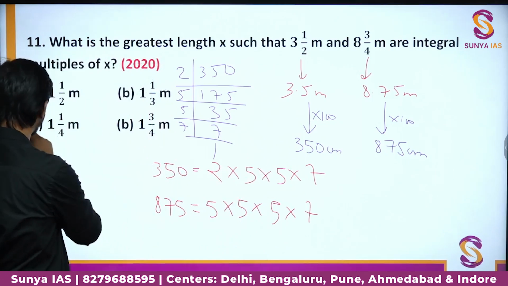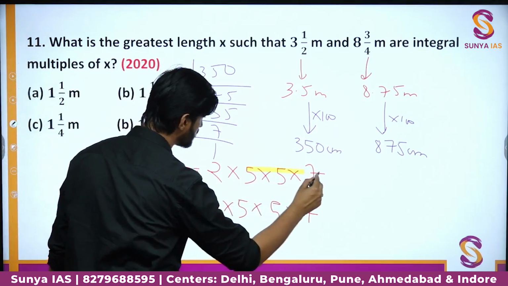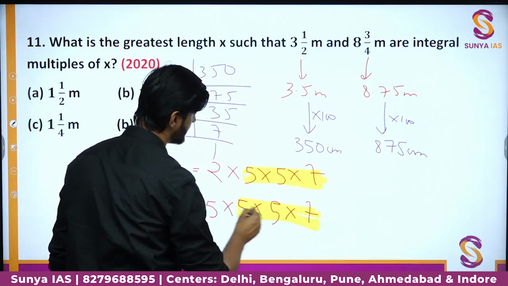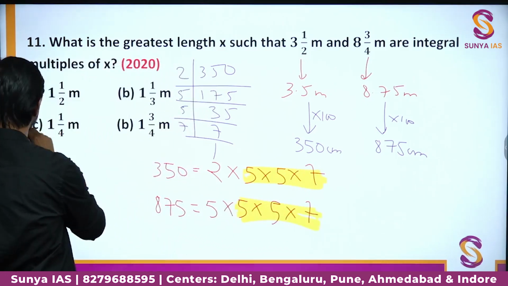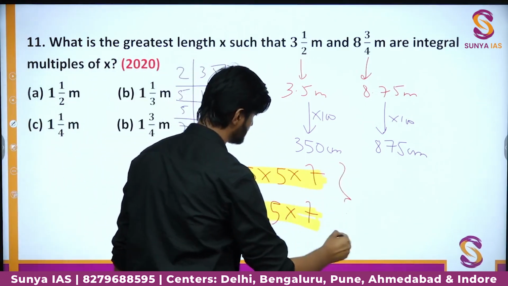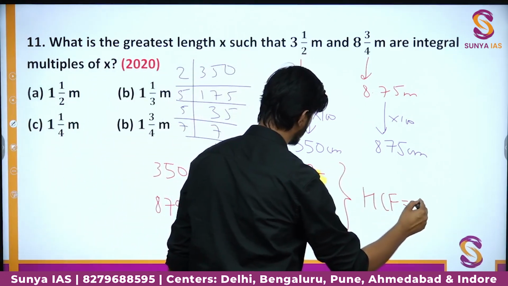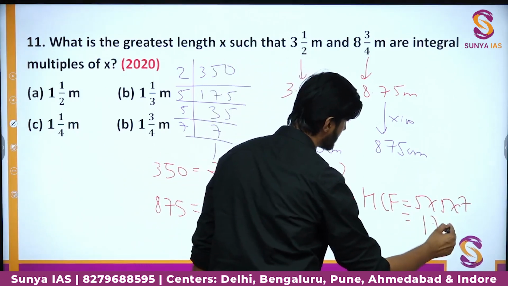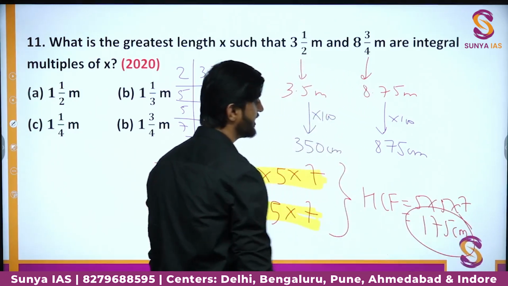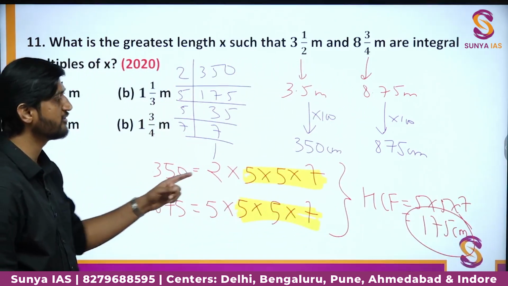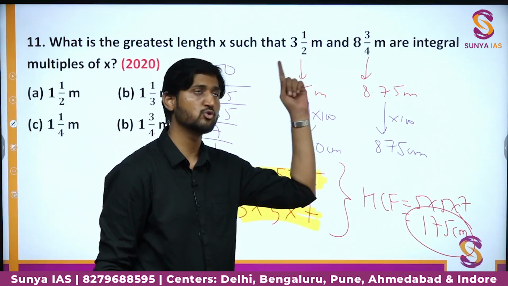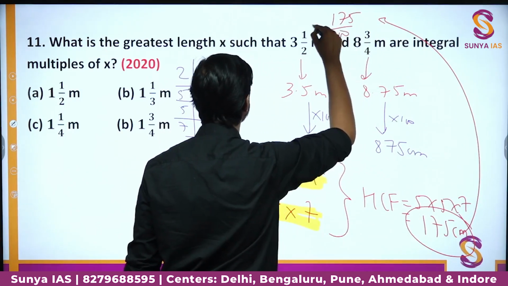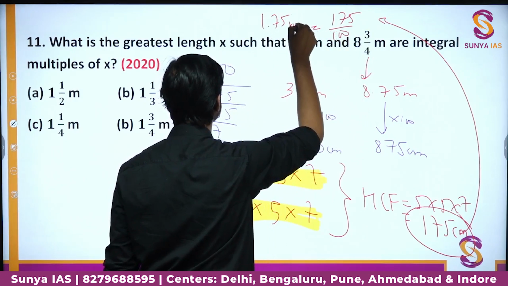Basically, what is HCF now? HCF is the common factor between the two. So, the common factor here is 5 into 5 into 7 and 5 into 5 into 7. So, the HCF is nothing but 5 into 5 into 7, that is 25 into 7 or 175 centimeter, right. But the answers are in terms of meter, so we will have to convert 175 centimeter back into meter again. Just divide this value by 100 and we get 1.75 meters as the final answer.